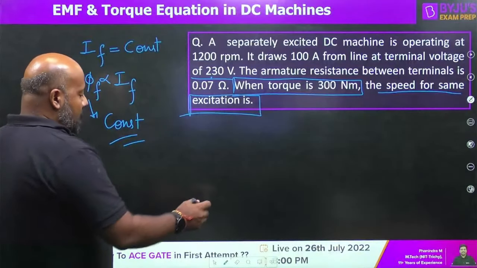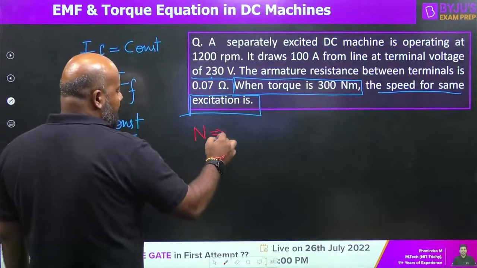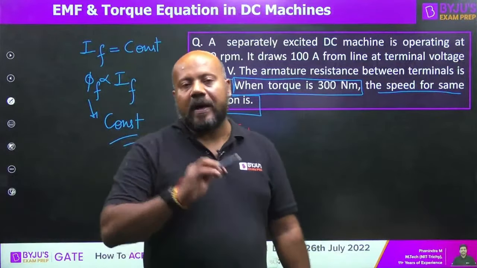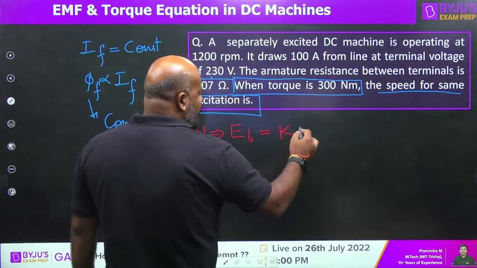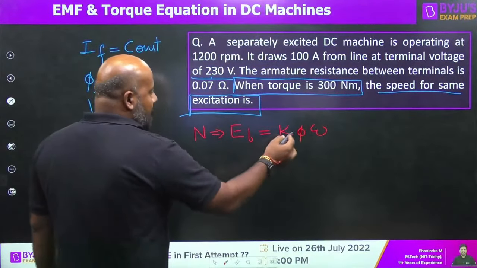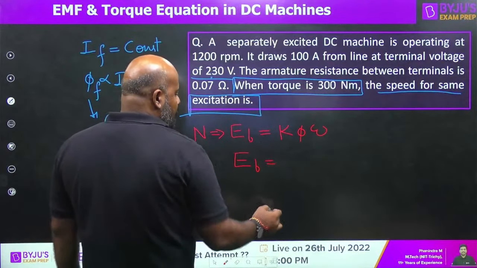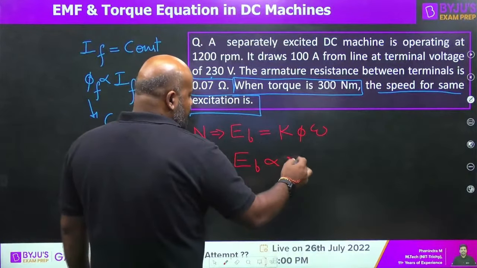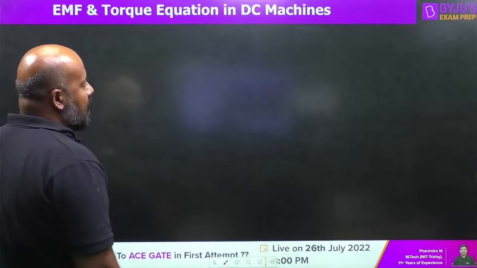Because whenever we are relating the speed, how are we relating the speed? We are relating the speed with respect to the EMF. In case of motor, it is back EMF. How do you write back EMF? We write back EMF as K phi omega. Now K is a constant, phi is a constant, so you can write back EMF is directly proportional to the speed. So now you can write, because you have to find the speed now.